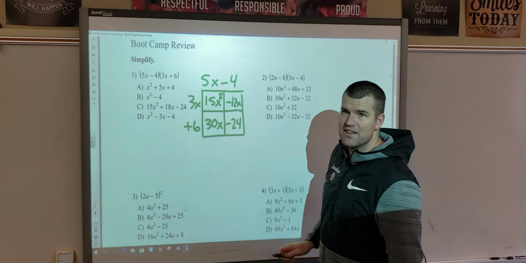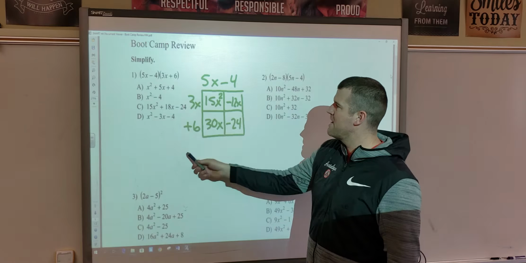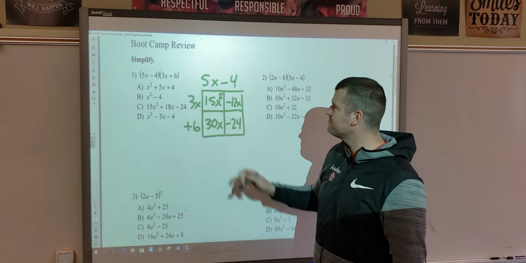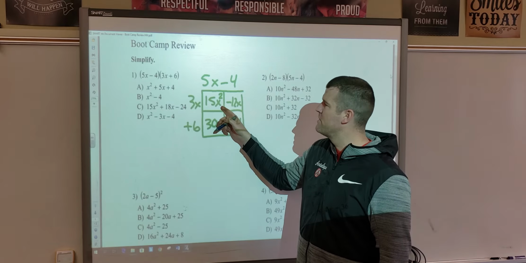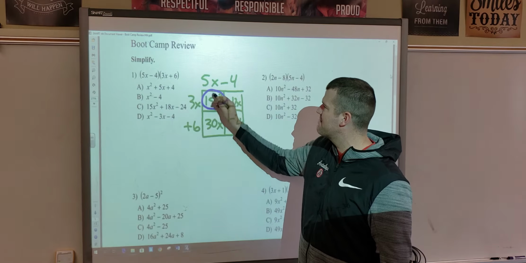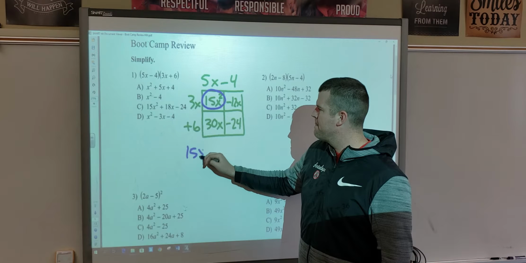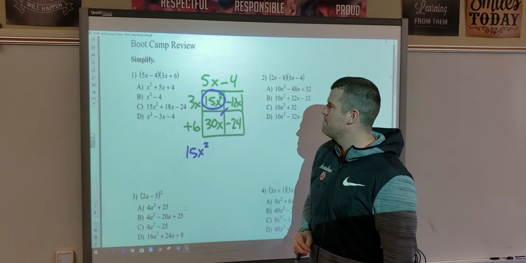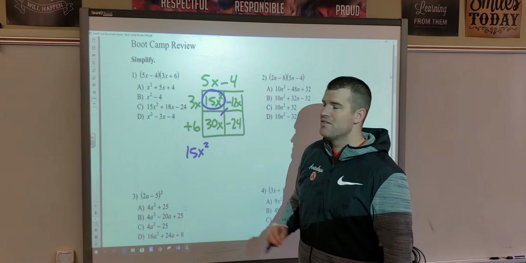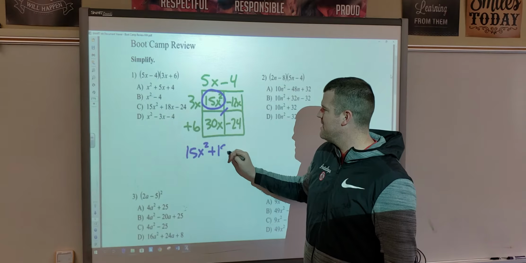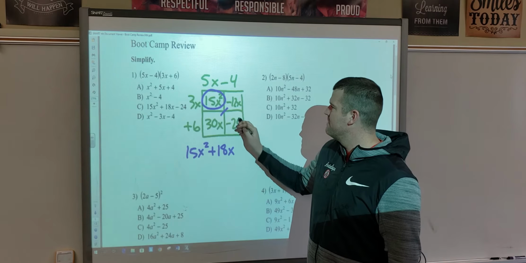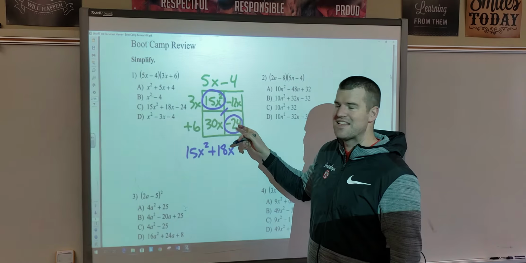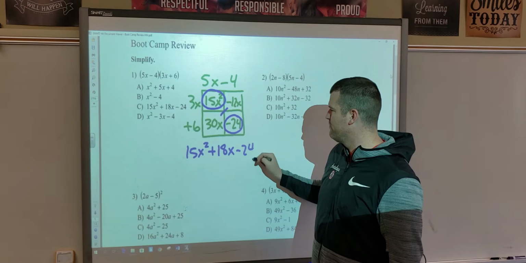Finally, we're going to combine like terms and take these terms out of the box to get our polynomial. We always start with the largest exponent, so we're going to start with the 15x squared. But then we do have like terms with our negative 12x and positive 30x, which if we combine those gives us positive 18x. And then finally, we've got our constant, negative 24.